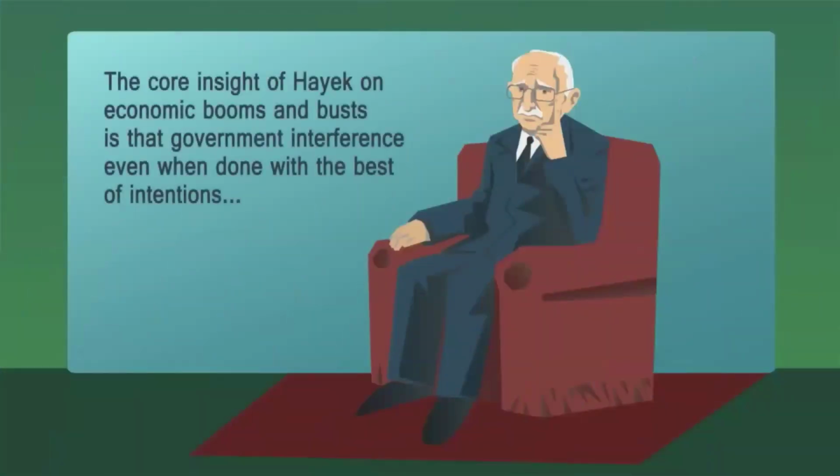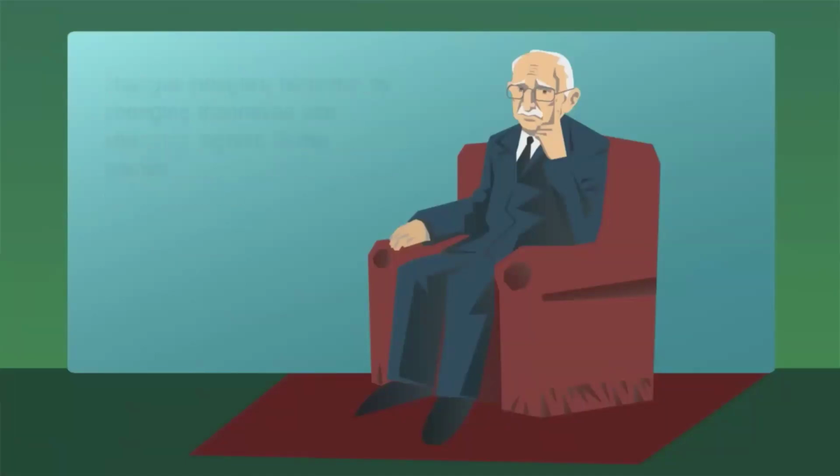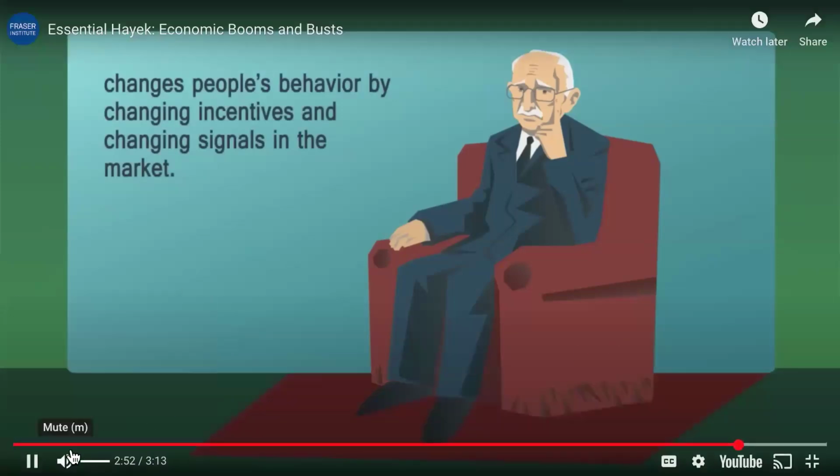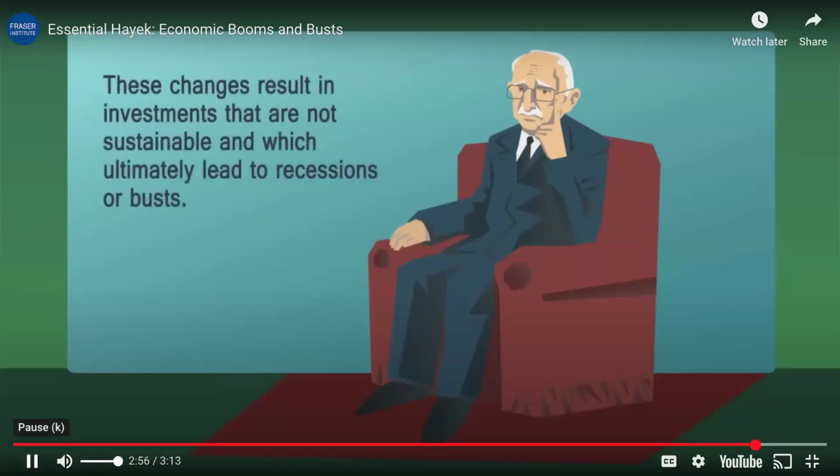The core insight from Hayek on economic booms and busts is that government interference, even when done with the best of intentions, changes people's behavior by changing incentives and changing signals in the market. These changes result in investments that are not sustainable and which ultimately lead to recessions or busts.